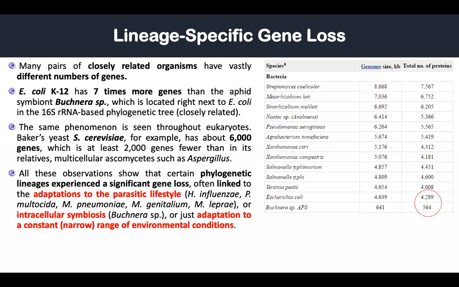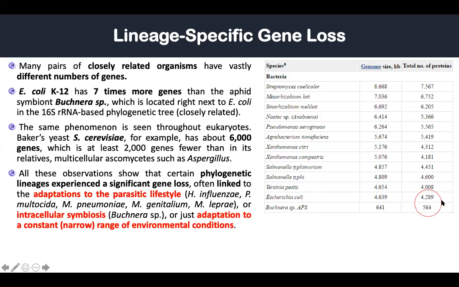For instance, E. coli K12 has 7 times more genes than a symbiont, which is a Buchnera species. These two are actually bacteria, and they're very closely related. If you look at the phylogenetic tree, E. coli and Buchnera are side by side. But if you look at the number of genes present and the genome size, the genome size of E. coli is about 4.6 million bases, but Buchnera is only about 641,000 bases. So it's a very small genome.